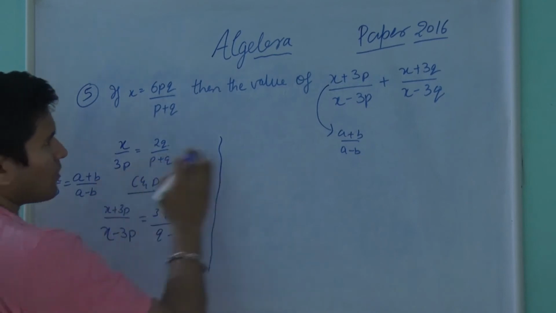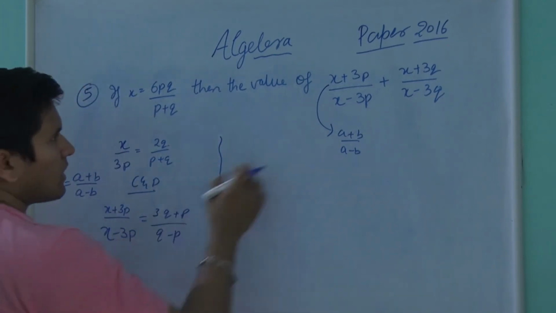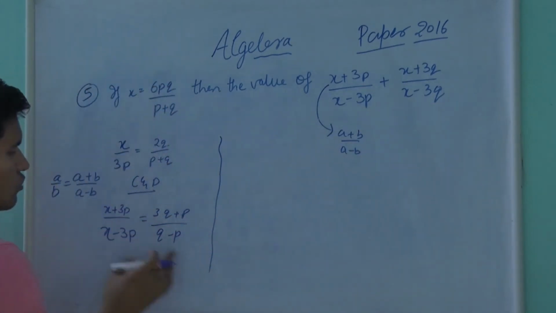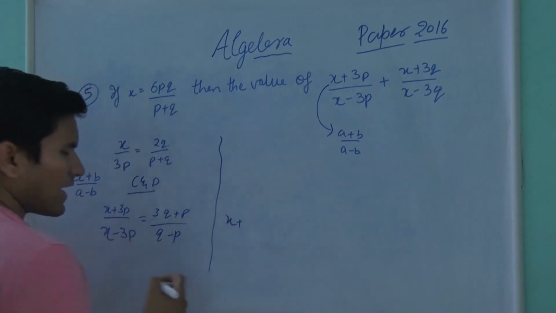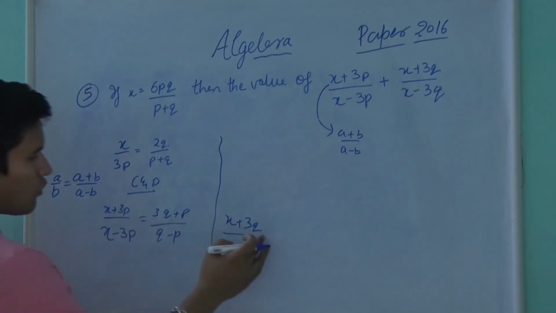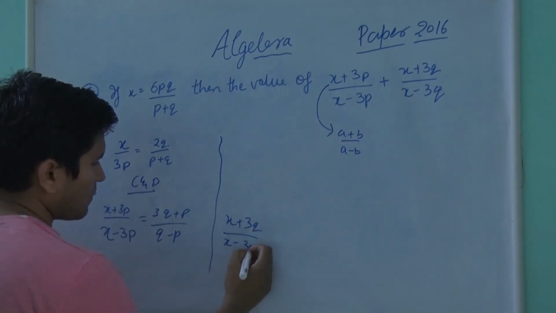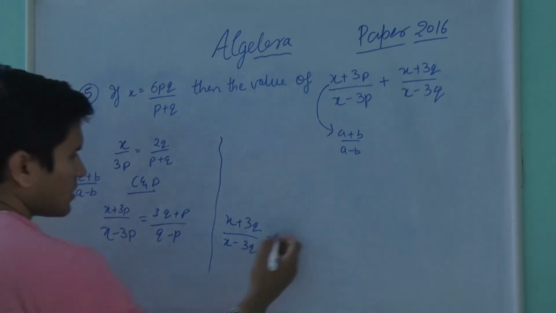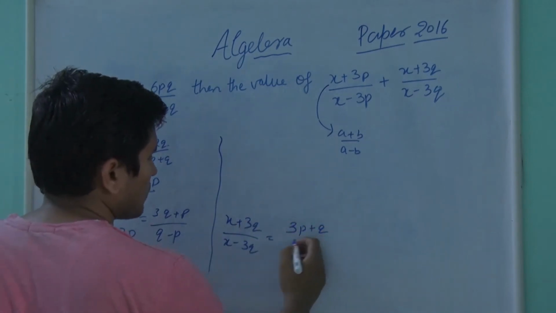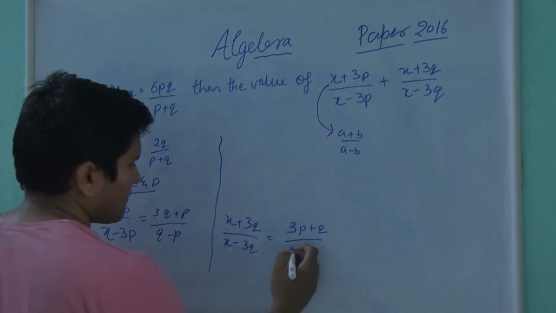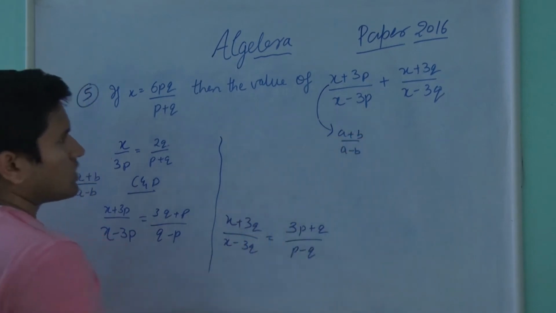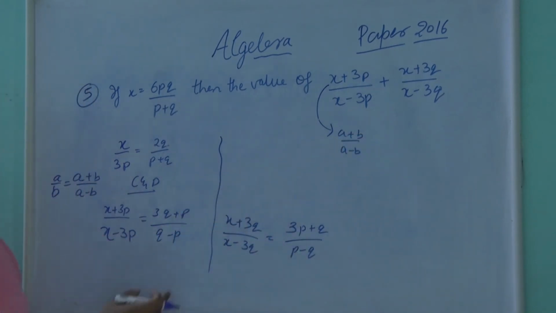Similarly, by this you have the value of this part, but if you want to get the value of the other part, you just have to substitute the value. That is, x plus 3q, you can directly substitute p with q: x plus 3q upon x minus 3q. Here it becomes 3p, where q is substituted by p, so p plus q upon p minus q. So we got the values of both parts. You just have to put the values and get the answer. Let's put it.